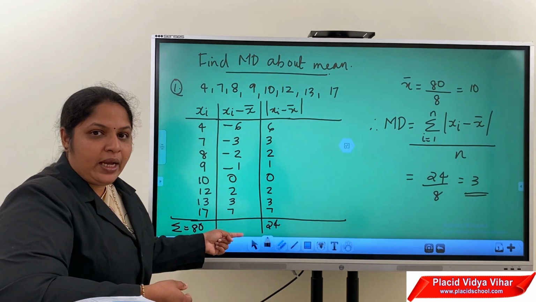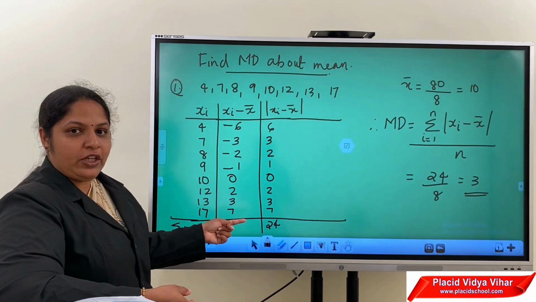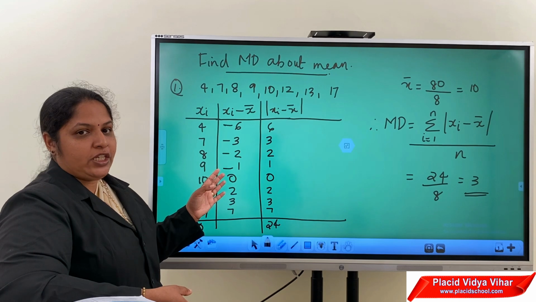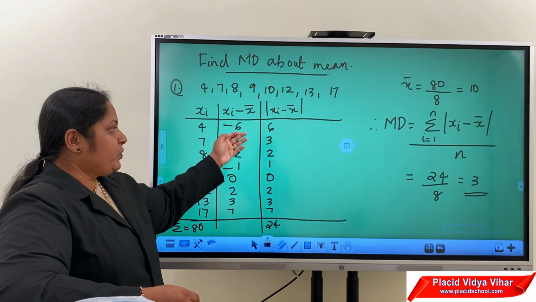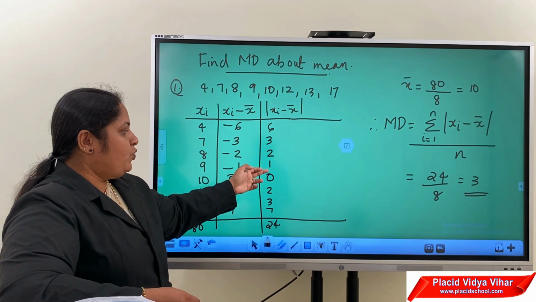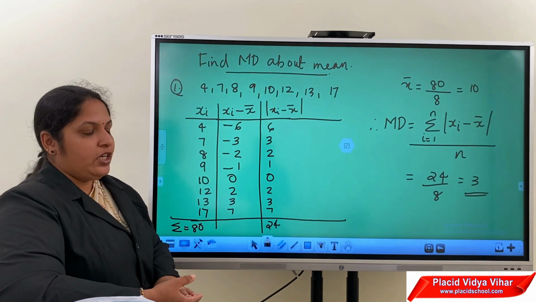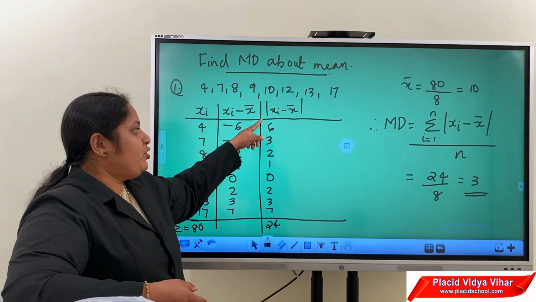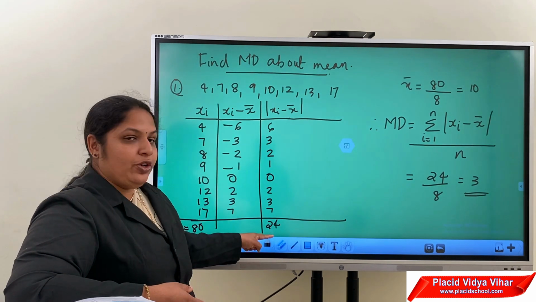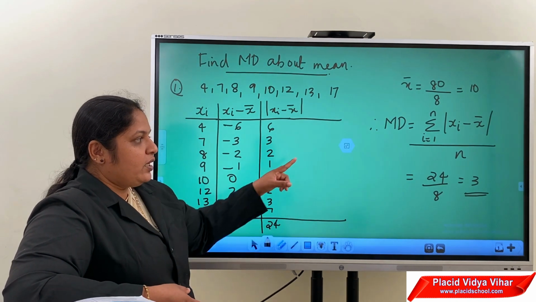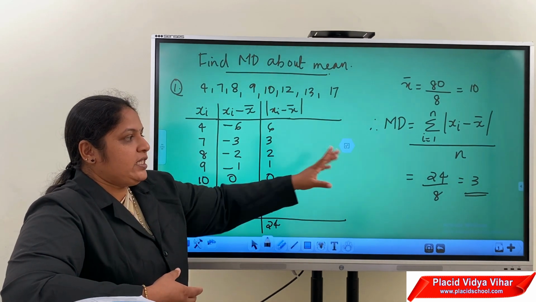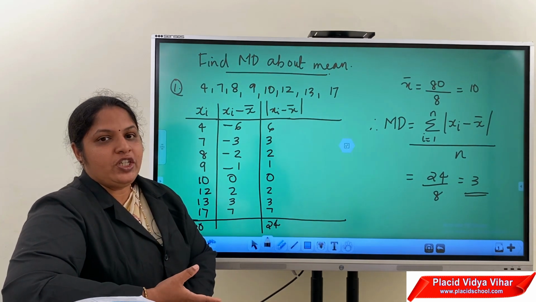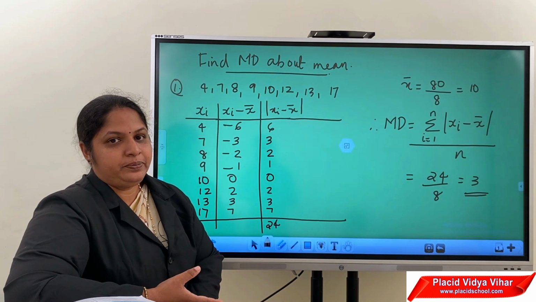Then we have to take the absolute values. Absolute values means simply the magnitude, or simply taking the modulus without considering the signs. So it is 6, 3, 2, 1, 0, 2, 3 and 7. Now to find the mean deviation, you have to find the sum of these absolute values, which is 24, divided by the total number of observations, that is 24 by 8, and we obtain the mean deviation as 3.